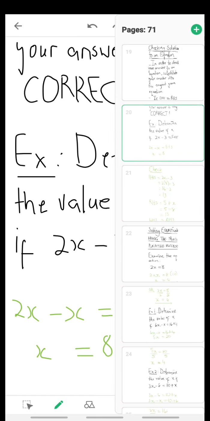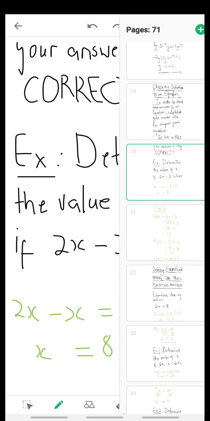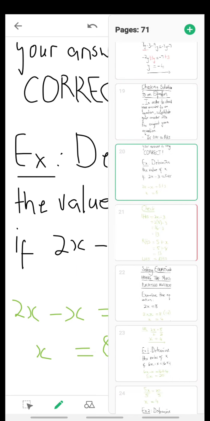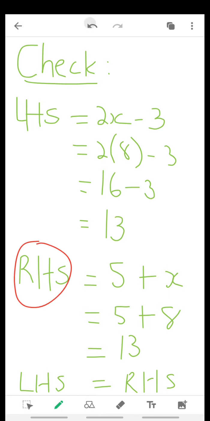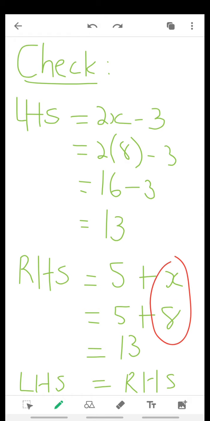So what we were saying in terms of checking, then you would say, let us check. Left-hand side: the left-hand side of the original equation that was given was 2x minus 3. Where there is x now, we're going to put in the value of x. So this would be 2x minus 3, and where there is x, we put the value of x, which is 8. Remember, we just found it. So 2 times 8 is 16, minus 3, the answer is 13. Then you also write down the right-hand side of the given equation, which was 5 plus x, but where there is x, I'm going to put the value of x, which is 8. And then 5 plus 8 is 13.